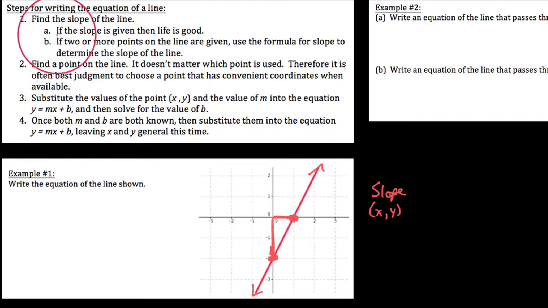So notice here that I write: if the slope is given, then life is good. Otherwise, we need the slope of this line. But if 2 or more points on the line are given, we need to use the formula for slope to determine the slope of the line.